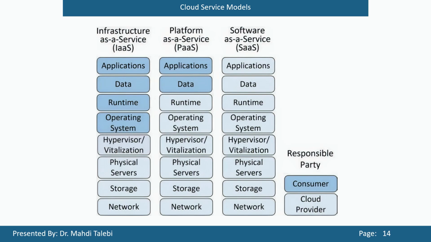The SaaS model offers the highest level of abstraction and simplicity for the consumer, as the cloud provider manages everything from applications down to the network infrastructure. Consumers simply use the software via the internet, eliminating the need for managing the underlying infrastructure or runtime environments. This model is ideal for applications that require minimal customization and maximum availability.